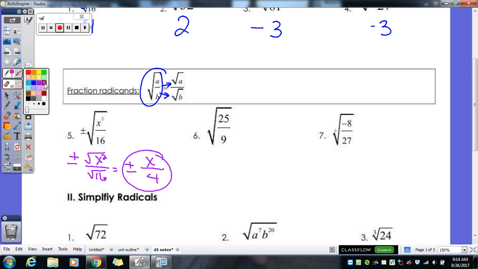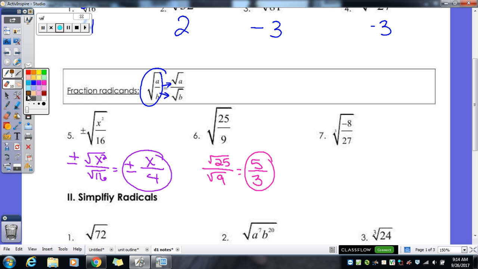Alright, so number 6, again, let's separate it. So we got square root of 25 over the square root of 9. So the square root of 25 gives us 5, and the square root of 9 is 3. So we get 5 over 3.